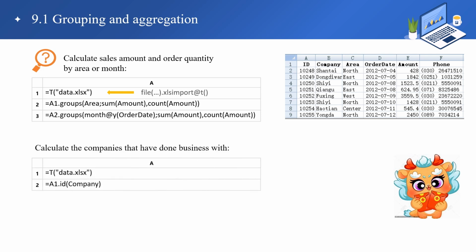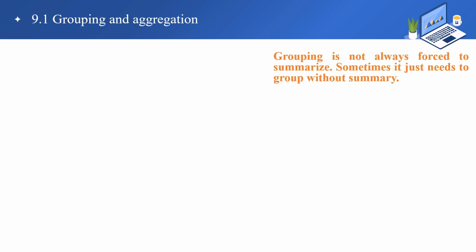It's easy to calculate the companies that we have done business with. Distinct lets us know that there are groups that do not need to be summarized. In fact, there are groups that should not be summarized. For example, in a group of people, we want to know who has the same birthday as others. It's very simple. After grouping by birthday, just see which groups have more than one member.